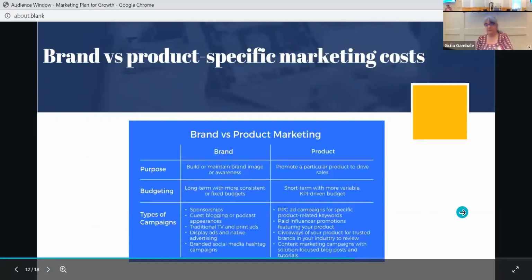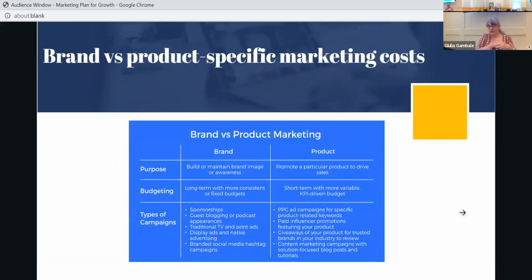Here we go. Remember we were talking about the difference between brand versus product marketing, right? Purpose, budgeting, types of campaigns. So I'm hoping that this is going to go out as well to everybody. So I'm not going to go into great detail with this, but this is just some of the examples. The purpose of brand marketing: build or maintain brand image or awareness. We talked about that. Purpose for product marketing: promote a particular product to drive sales, right? So this is part of the top of your sales funnel, right?